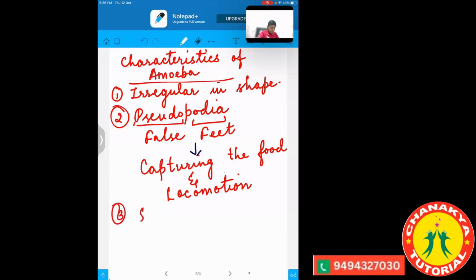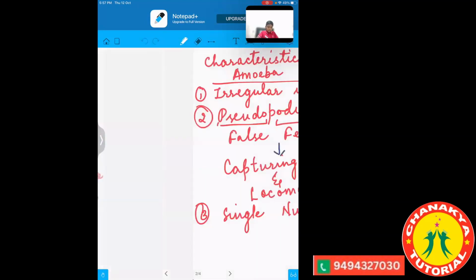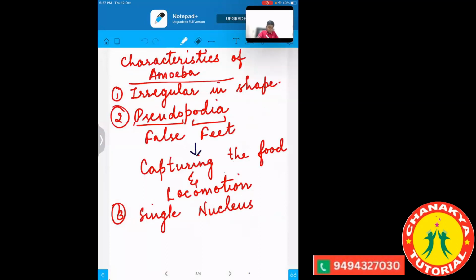Then the third characteristic is that in the amoeba, they have a single nucleus. As I have in this structure, the center is the nucleus. So what will the nucleus be doing? This nucleus in the center will be controlling the functions of the other parts of the body. So they have a single nucleus in them.